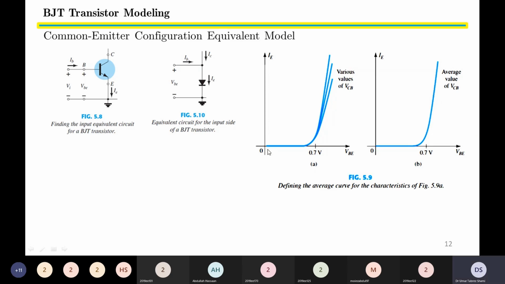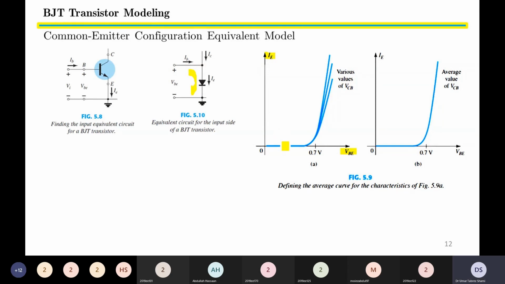And then in figure 5.9, we see two graphs. These two graphs have voltage base emitter on the x-axis, and the emitter current on the y-axis. Now, why are we considering the emitter current? Because through the base and the emitter there flows the IE current, and IE current is a function of the base current.